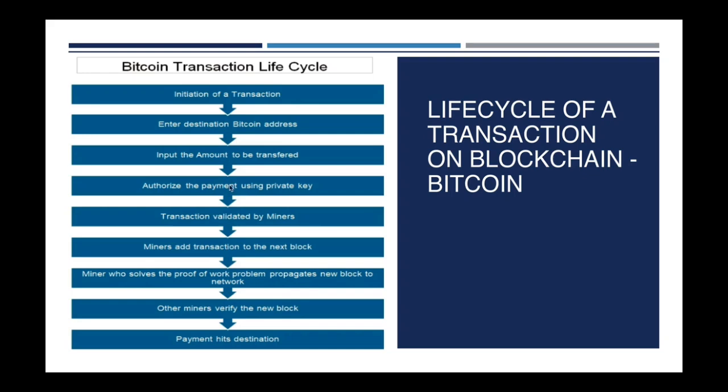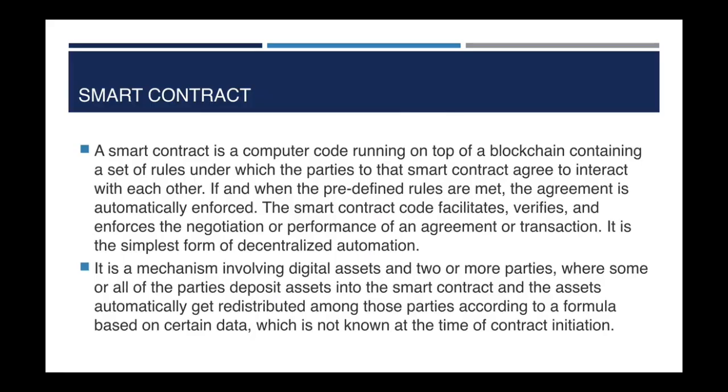After that, he authorizes the payment using his own private key. Then this transaction will get validated by miners, and miners are nothing but the peers in the network. Miners who solve the proof of work problem propagate the new block to the network, and other miners verify the new block, and the payment will be sent to the destination address. So this is in short how the transaction works in the Bitcoin blockchain.